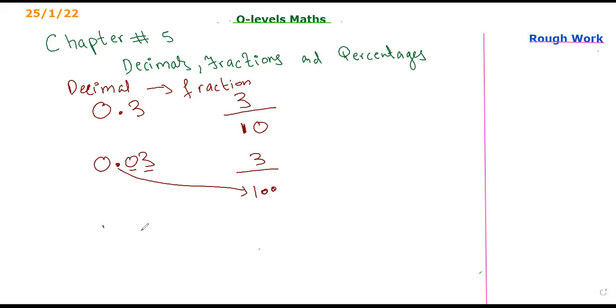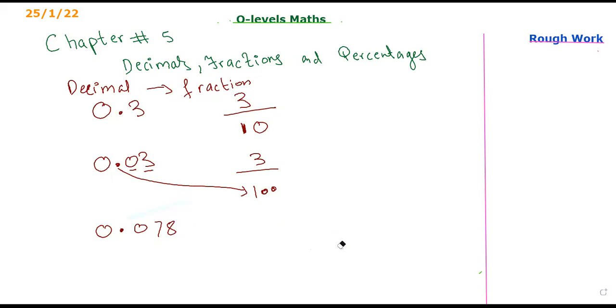For example, if we had 0.0789, how do we convert this? We write down the number only, 789, and in the denominator, we write 1 instead of this decimal, and we have 4 numbers after the decimal, 1, 2, 3, 4. So we write down 4 zeros. Is it okay? Yes ma'am.